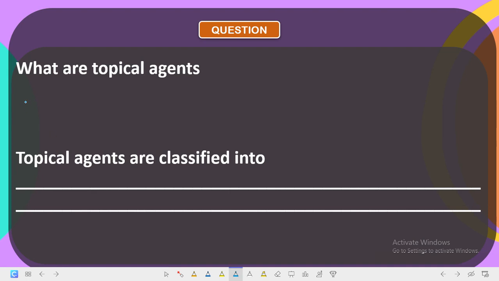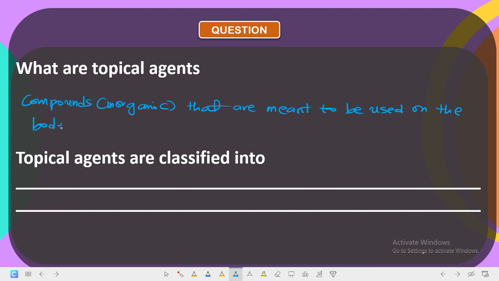Now, what are topical agents? Topical agents are compounds, in this case inorganic, that are meant to be used on the body surface. Those ones are called topical agents.